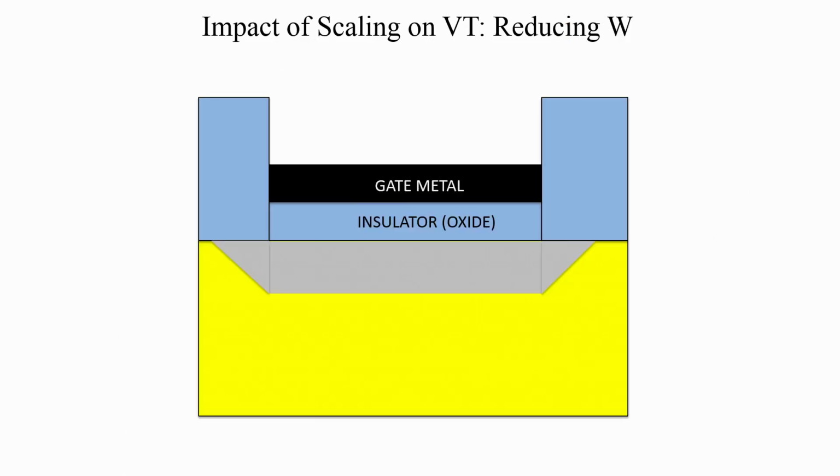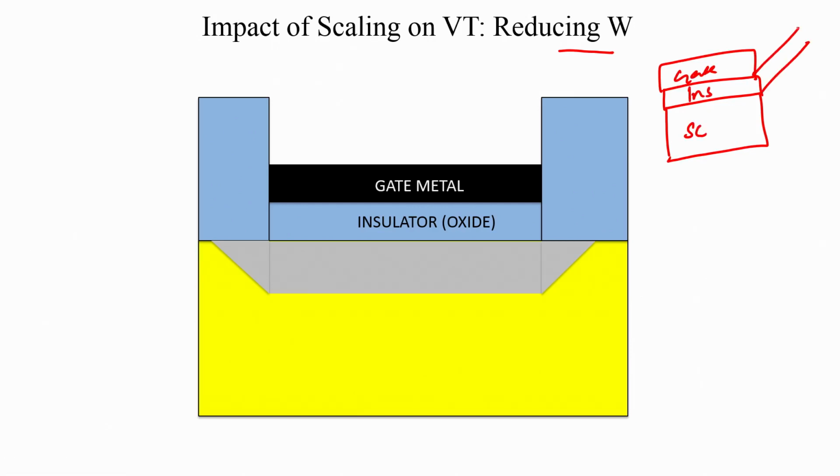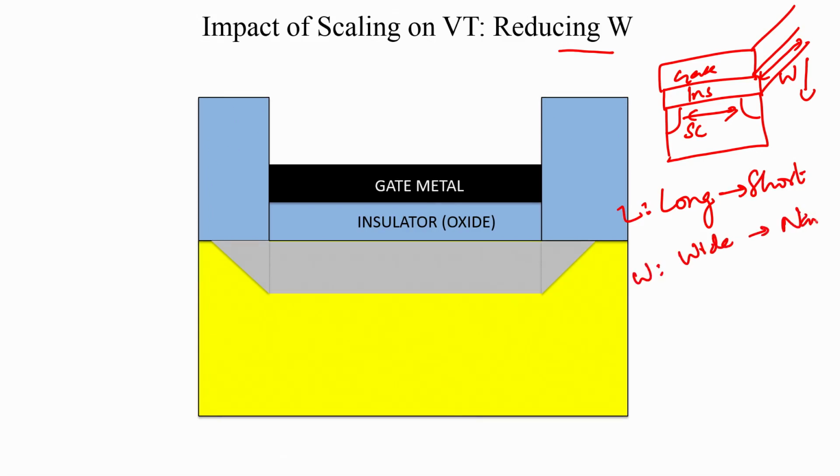So, now what about the impact of scaling on the channel width? Okay. So, we have the MOSFET, which has the gate, insulator, semiconductor, and we have discussed the impact of channel length, but what about reducing channel width? For reducing channel length we say it is a long channel device to a short channel device, but for channel width we say it is a wide device to a narrow device.